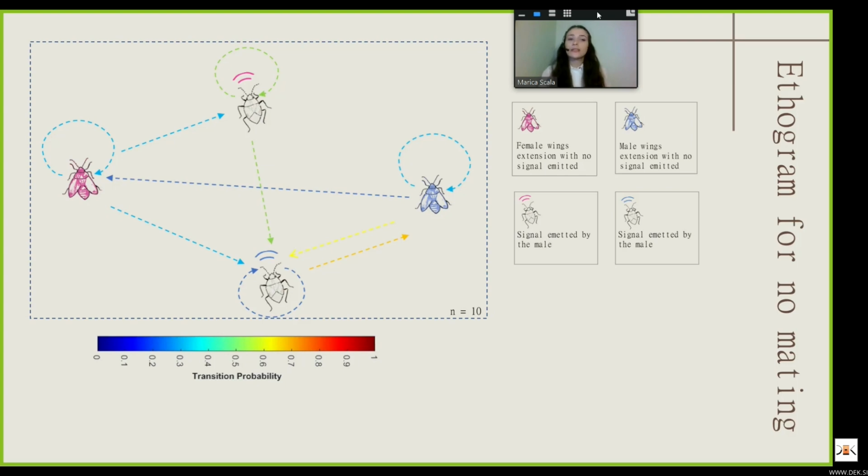We can say that there is no statistically significant transition between different phases, and we distinguish four main behaviors that are the male and the female emitting the signals, but also two other behaviors that are the opening of wings without emission of the signals by both the male and the female. We don't know yet the meaning behind this. They could be used as visual cues or could be related to volatiles production.